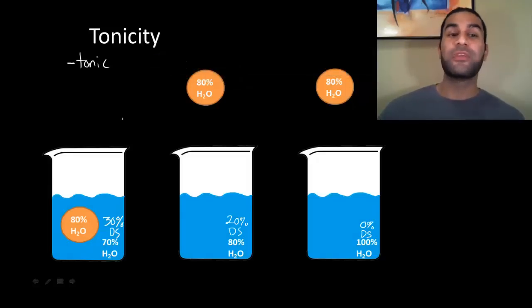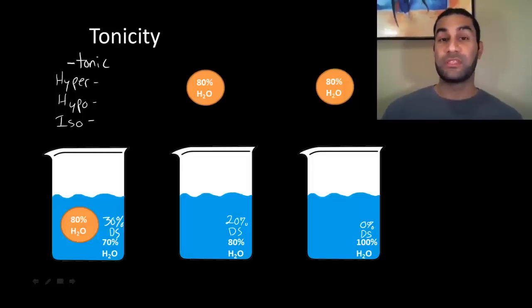So if we're talking about something being tonic, then we're talking about the concentration of the solution, typically, right? Then the prefixes that we're going to get into are either hyper, hypo, or iso. And each one of these means something very specific. Let's start with hyper. If you're really hyperactive, what does that typically mean?